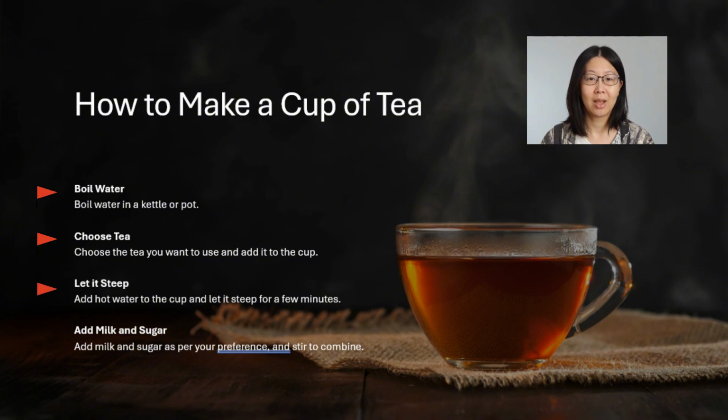Let it steep. Pour the hot water into the cup over the tea. Allow it to steep for a few minutes, depending on the type of tea and the strength you prefer. This step is where the flavors develop. Add milk and sugar. Finally, customize your tea. Add milk, sugar, or any other sweeteners as per your preference. Stir to combine, and your tea is ready to enjoy.